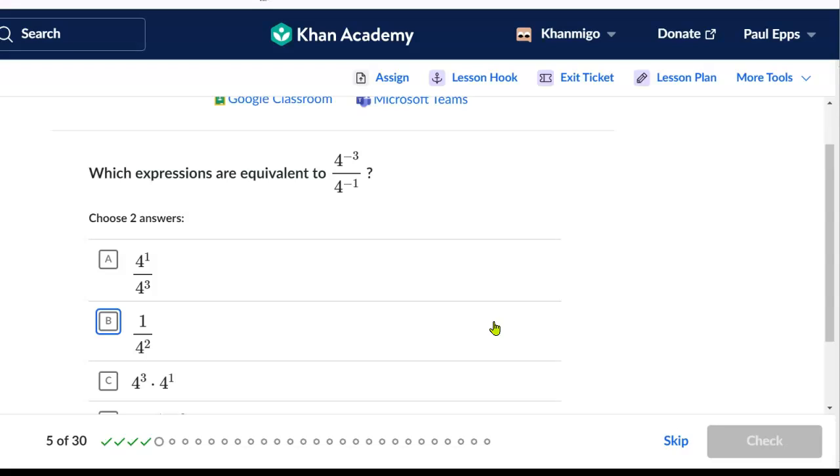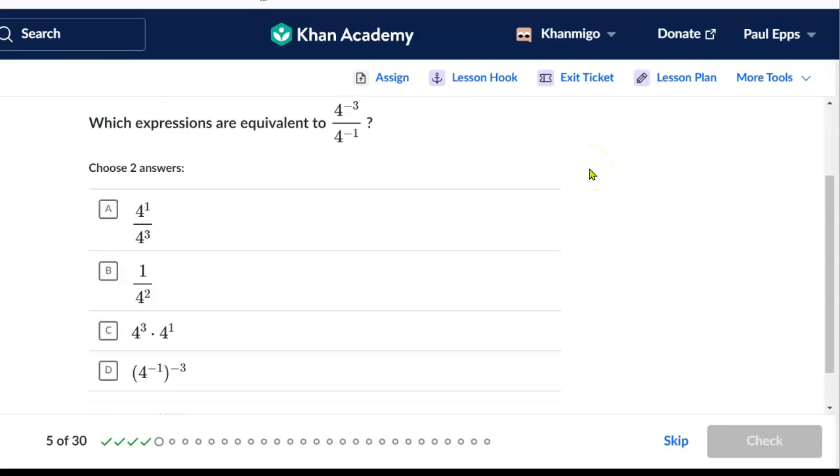4 to the negative third over 4 to the negative 1. All right, so if we have numbers like this, the same number raised to a power, we subtract the exponents. So 4 to the negative third over 4 to the negative 1. Subtract negative 1 from negative 3. In other words, add 1 to negative 3, and we get 4 to the negative 2.